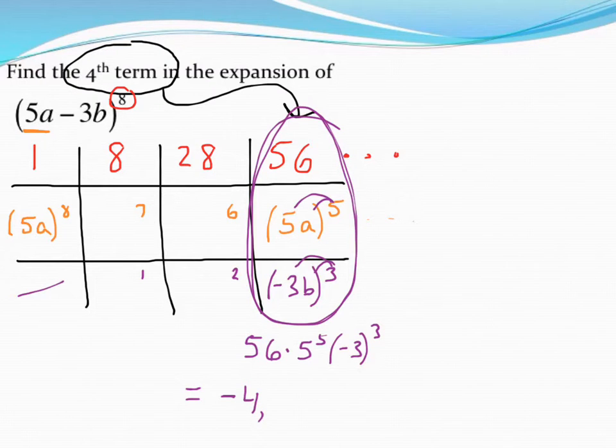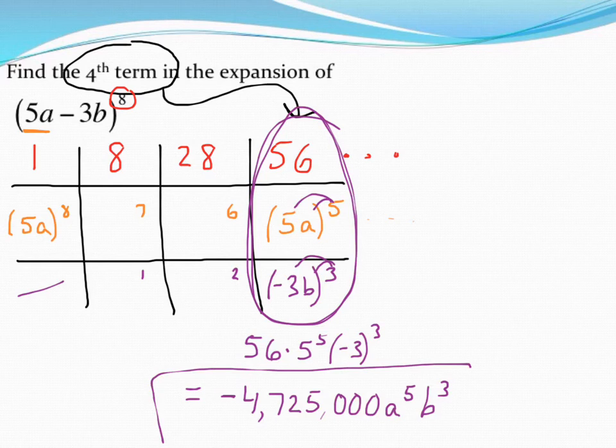Negative 4,725,000 is my coefficient. And then for my variables, that's going to be a to the 5th power and b to the 3rd power. So I don't know what the whole expansion is. I'm glad they did not ask me to expand the whole thing, but that will be the fourth term in the expansion.